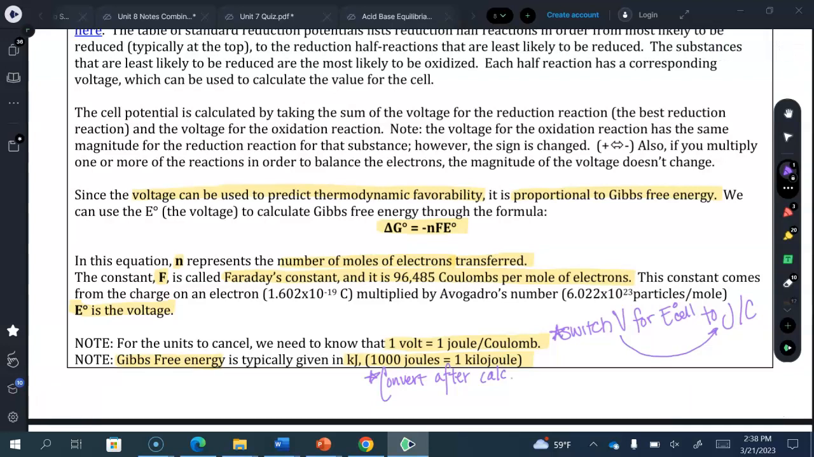So when I write the number E, instead of writing V for the units, I will write joules per coulomb, so my units cancel. Also remember that Gibbs free energy is typically given in kilojoules, so you may have to convert it either before or after. Okay? So in the equation, we will use joules. However, it is either given to us or asked to be given in kilojoules.